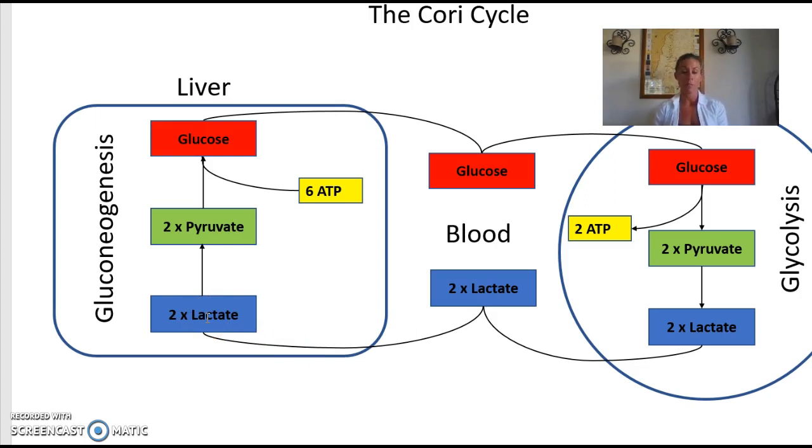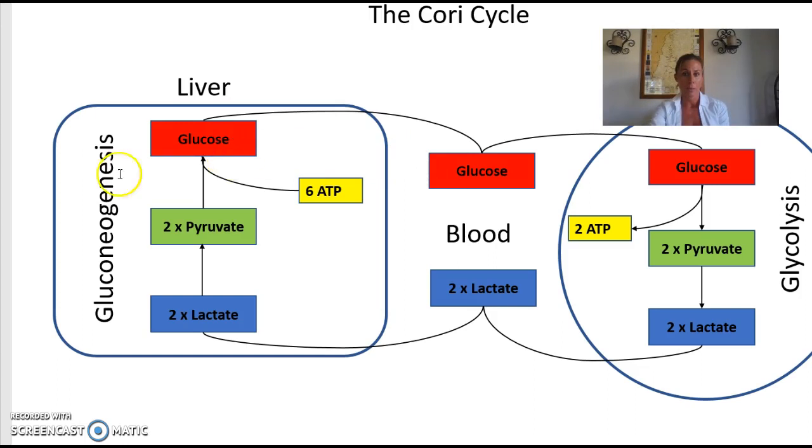It then converts into pyruvate and then back into glucose, which then gives you ATP, glucose, and then we're going straight back into the muscles again. So this is where our energy production comes from. Basically the liver's transporting it, converting it back into ATP, back into the muscles again. So that's essentially what the Cori cycle is.